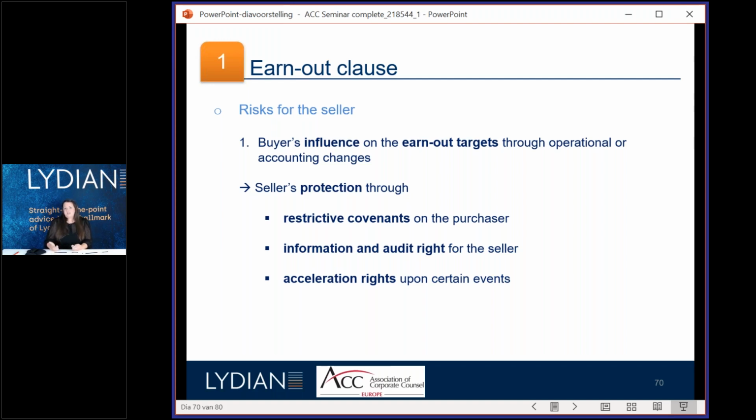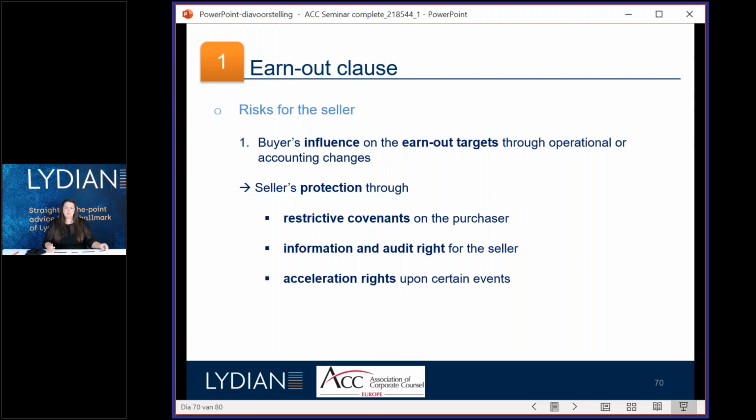And from the seller's perspective, you would want as well that in certain cases that negatively impact the earnout, such as a change of control or future sale of the company, the entire amount of the earnout, the maximum amount, is due. So that's an acceleration clause.